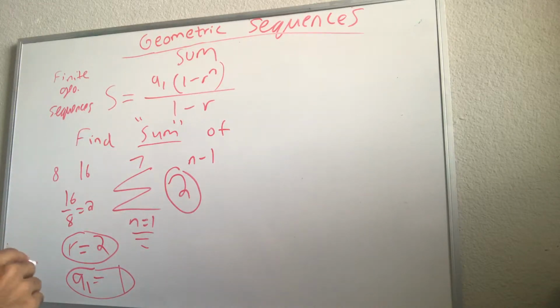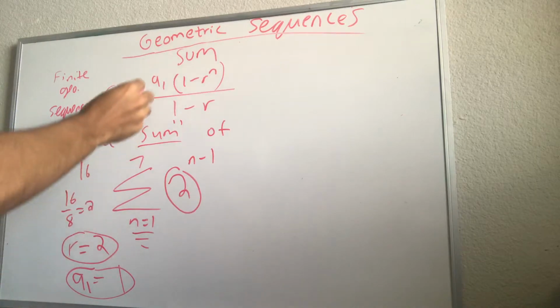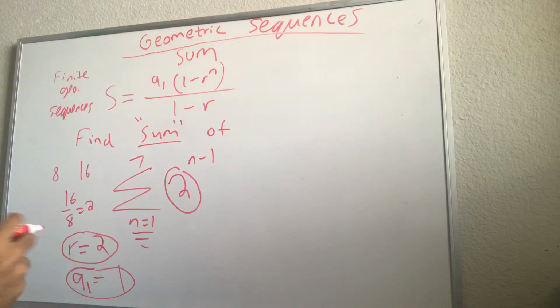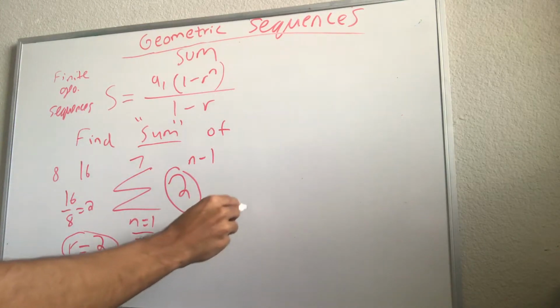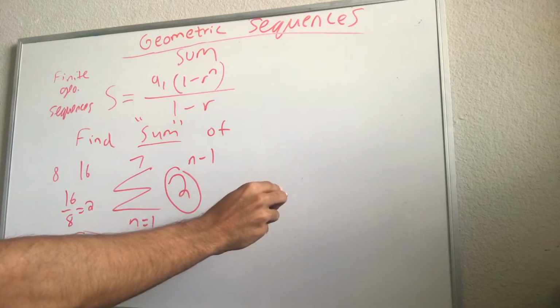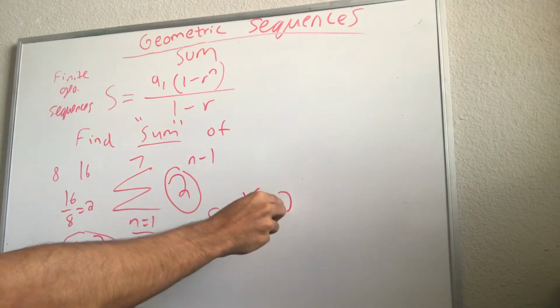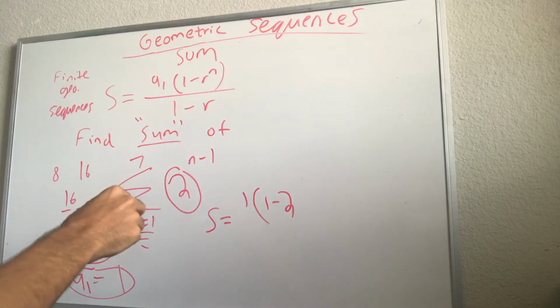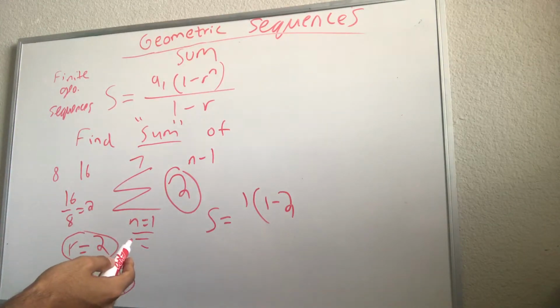Right, so we know r, and we know a1. Now we have this formula up here, and we know what a1 is and what r is, so we can now plug in our values. To find the sum, we would do a1, which is 1, times 1 minus r to the power of n, which in this case is 2 to the power of n. And n here is the number of terms you're looking at.